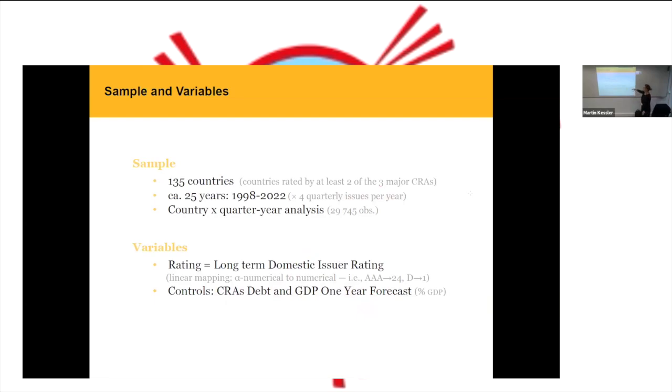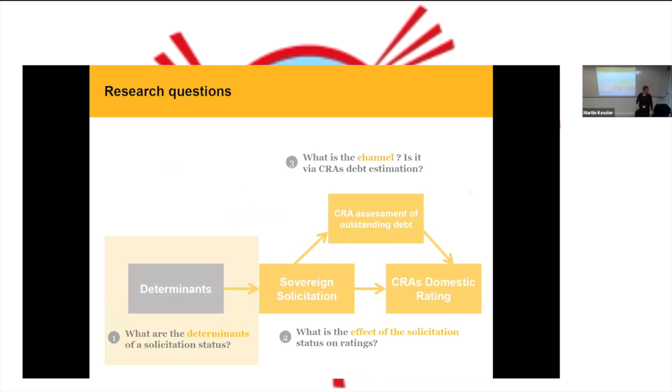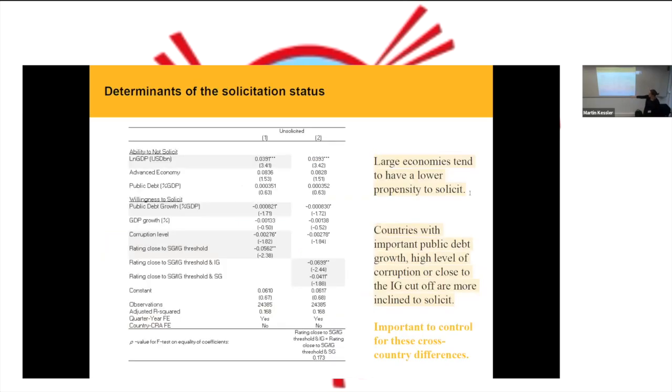So our sample is large. It's 135 countries, every quarter, over 25 years. We study mostly the local currency domestic issuers, hence the paper being in this session, and the traditional controls would be there as well. So first, we're going to see the first box.